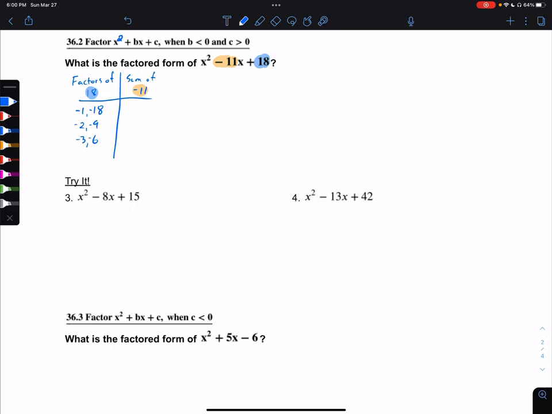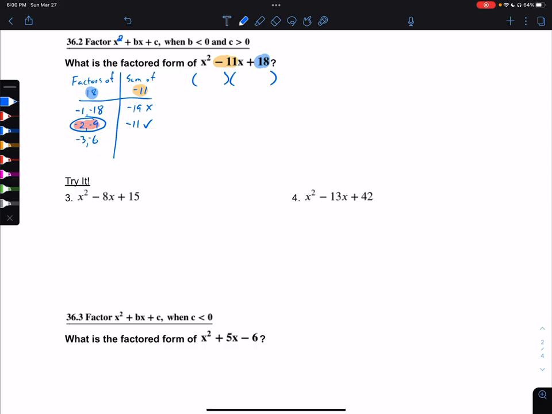So here we have negative times negative. If we add those up, we get negative 19, which does not work. Negative 2 plus negative 9 does give us negative 11, which is what we're looking for. So my factors would be negative 2 and negative 9. So the factored form of x squared minus 11x plus 18.